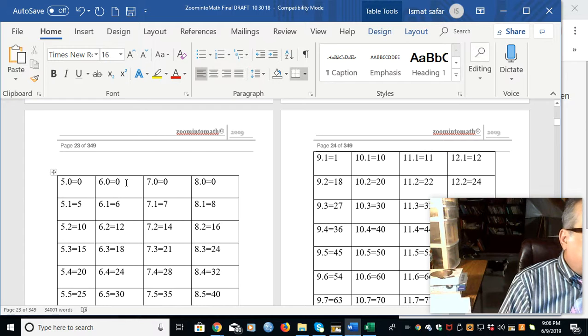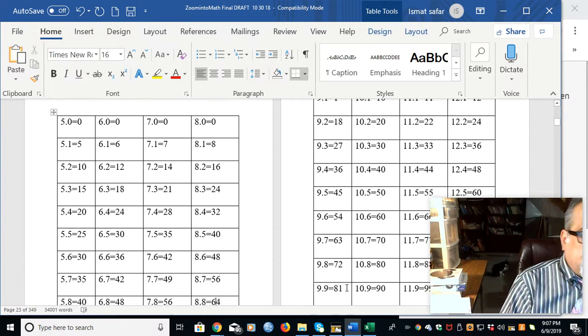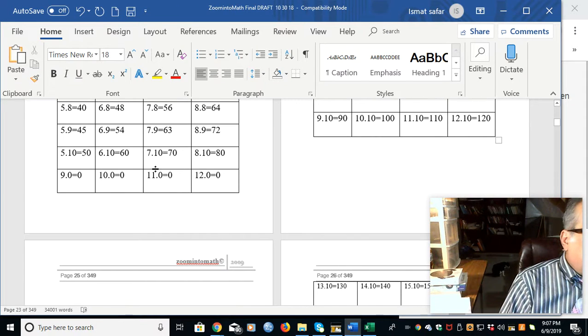5 times 0 is 0. 6 times 0 is 0. 7 times 0 is 0. 8 times 0 is 0. And so on. Now, 5 times 1 is 5. 6 times 1 is 6. 7 times 1 is 7. 8 times 1 is 8. And then you go through them, and then you will have a very good idea about multiplication and division.